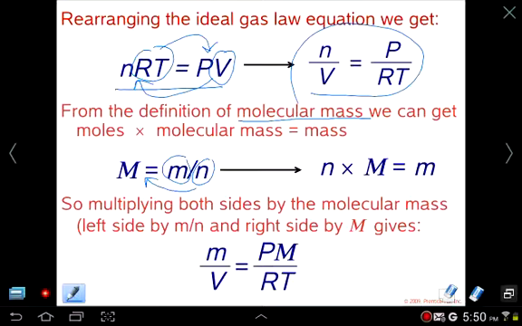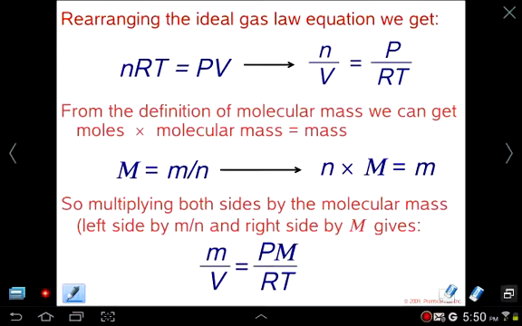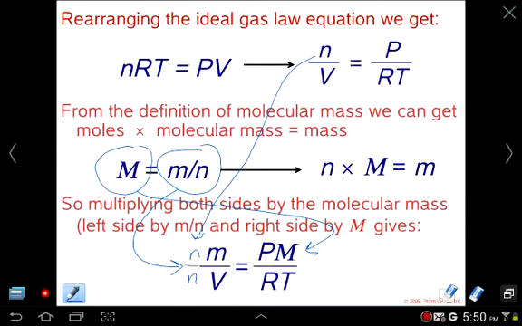So we take big M and multiply it by the right side of the equation, and then mass over moles, we multiply that by the left side of the equation. Since we have moles on the bottom here and we had moles on top from the ideal gas law equation, both of these cancel out. What we're left with is mass and volume on the bottom, and this is what gives you density. So here is where this comes from.